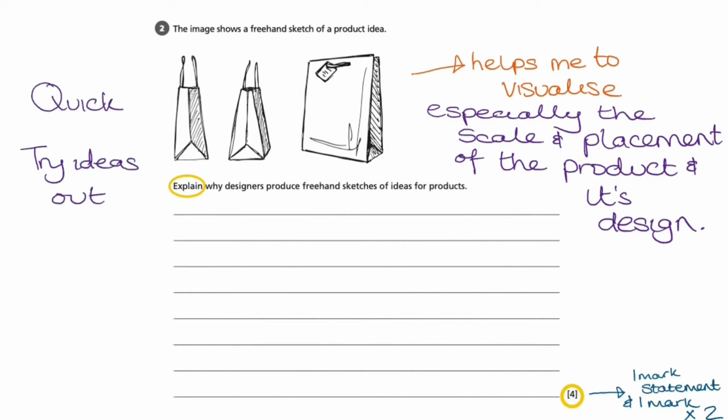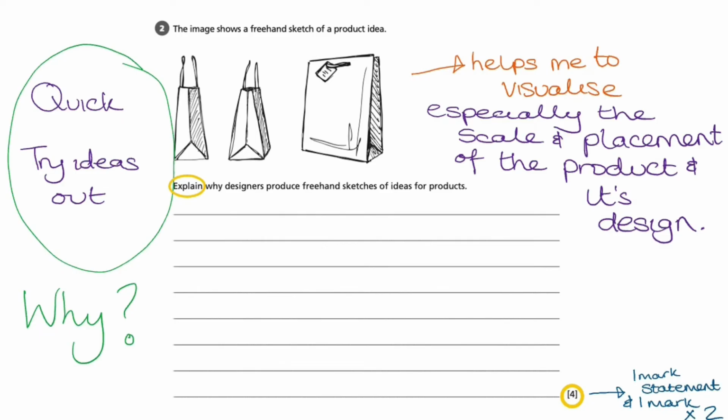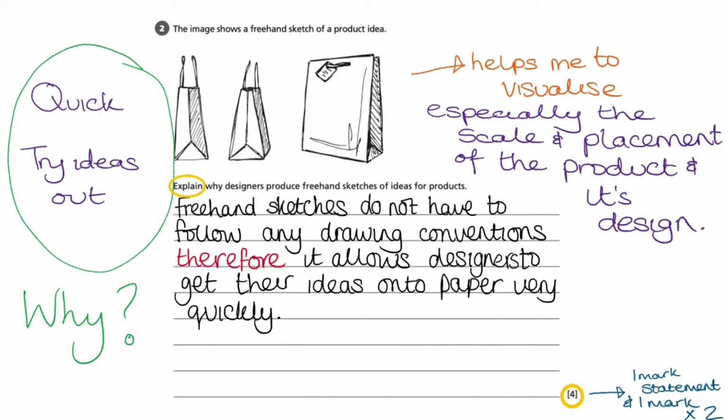Freehand sketching is a quick way for me to try lots of ideas out to see what works and what doesn't before using and maybe wasting materials trying to make a product that I've not fully considered and then become disappointed with. So, let's take this point forward into creating an answer and consider why freehand sketching is a quick way to get ideas onto paper.